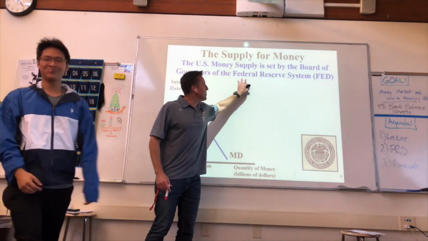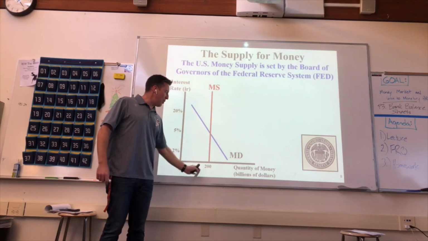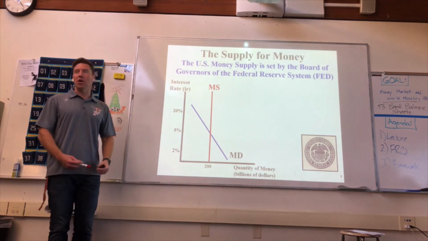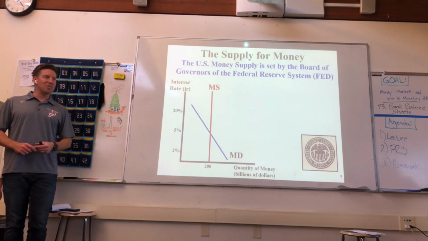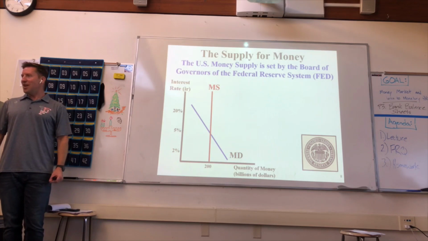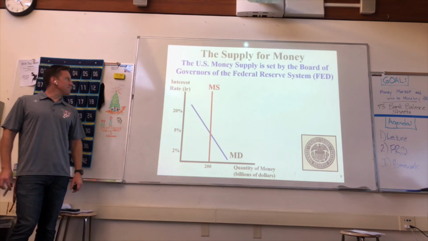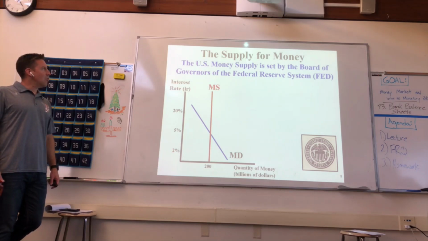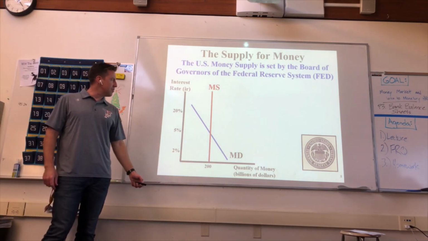The amount of money in our economy is set by the Federal Reserve. So, whoop, it's going to be a vertical. See, look, it's a brand new graph. You guys were worried it was going to be the same old boring supply and demand, but look, this one's got a vertical. Yay! Thank you. It's made my day. So the U.S. money supply is set by the governors of the Federal Reserve System.